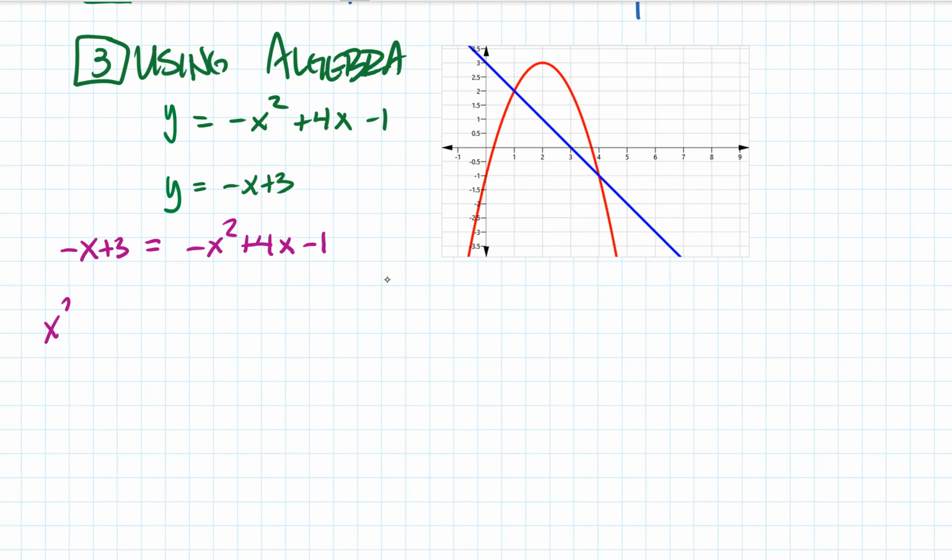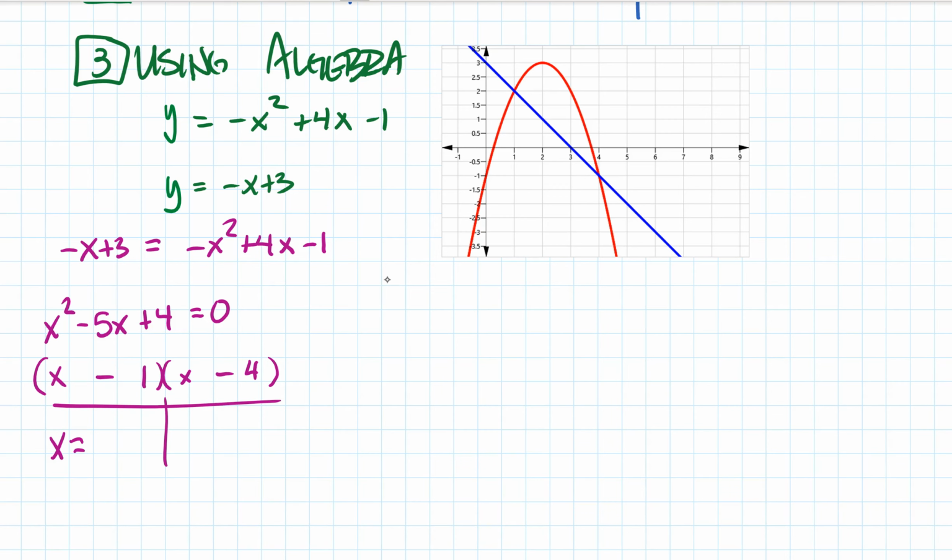So I would have an x squared. If I subtract 4x from a negative x, I'd have a negative 5x. And if I add 1 to both sides, I'd have plus 4 is now set equal to 0. Well, if I can factor this thing, I'm going to try and go ahead and factor it. Can I do that? Let's see, x and an x, probably a 4 and a 1. If it was a minus and a minus, yeah, looks like I can do that. So this tells me that x is going to equal 1 or x is going to equal 4.